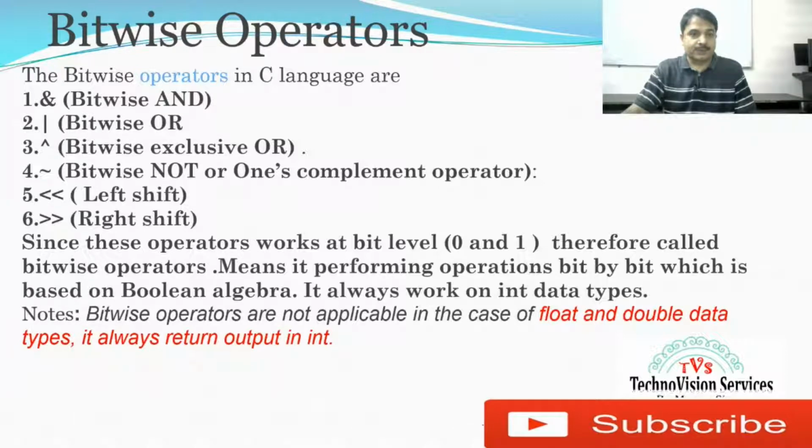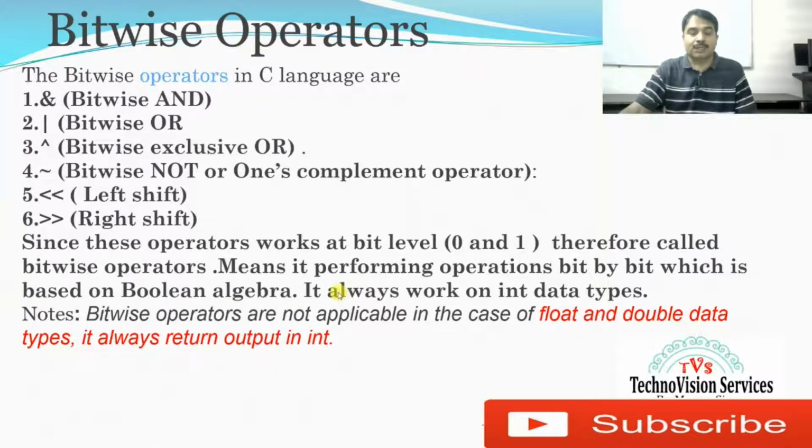So let's start. What are bitwise operators? There are a total of 6 bitwise operators in C language. They are bitwise AND, bitwise OR, bitwise exclusive OR, we can say XOR, bitwise NOT, also called the bitwise ones complement operator, bitwise left shift, and bitwise right shift. Since these operators work at bit level, that is zeros and ones, they are called bitwise operators, meaning they perform operations bit by bit, which is based on Boolean algebra.